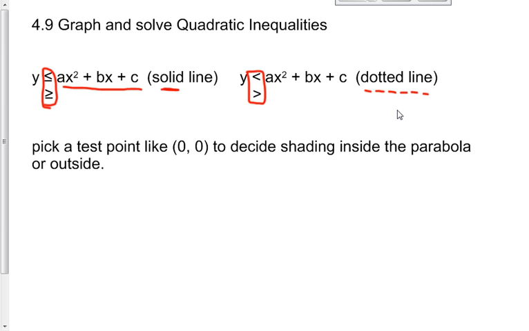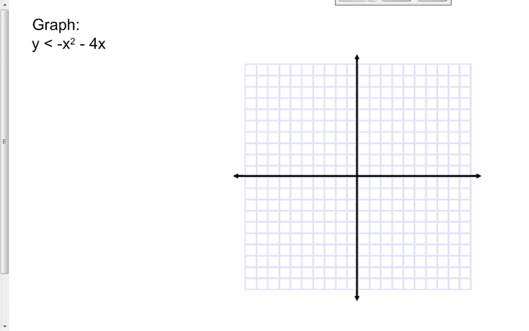line. When you do your graphing, what I'd like you to do is pick a test point, and 0, 0 is the easiest test point to try. And then you'll decide, based on that 0, 0 test point, will you shade inside the parabola or outside the parabola? Let's try this first one right here.